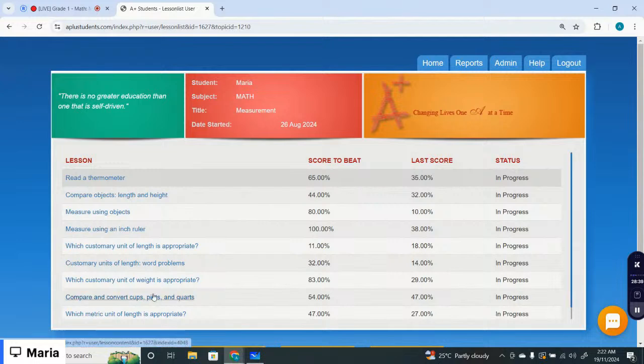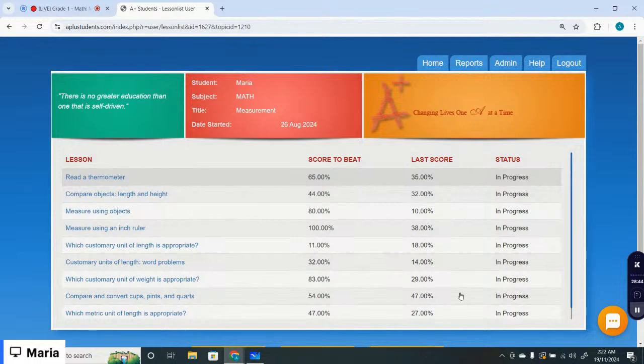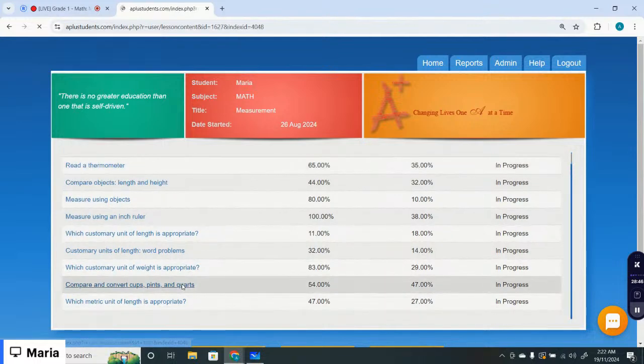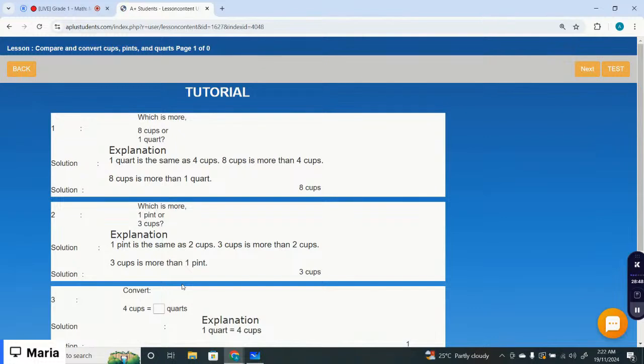The next lesson is compare and convert cups, pints, and quarts. So let's just start with the lesson. Okay, which is more, 8 cups or 1 quart?